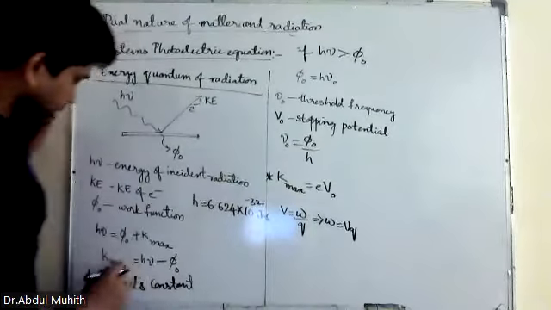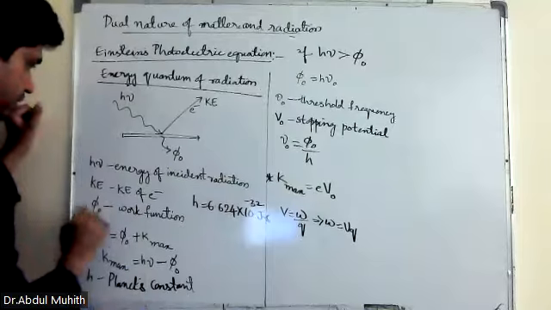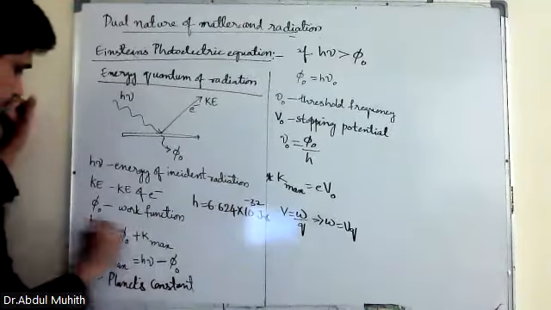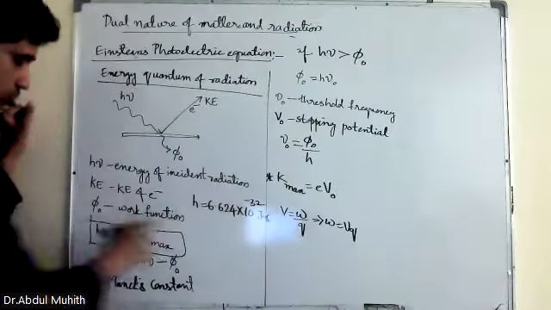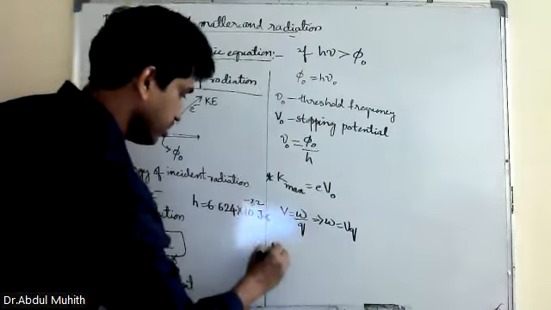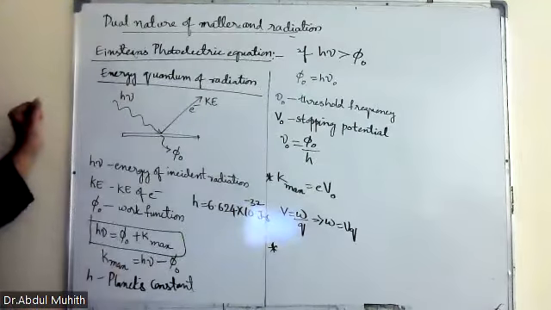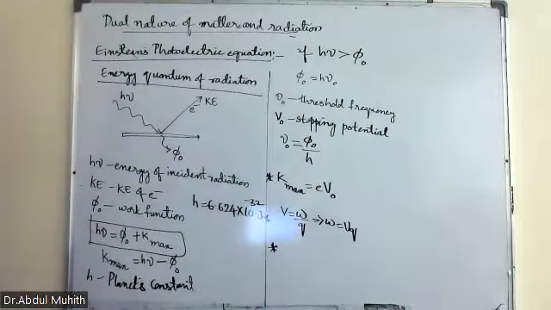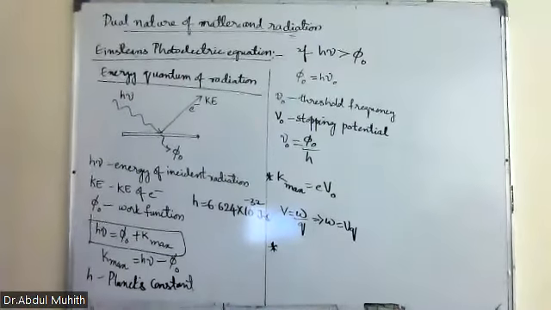Now we are going to substitute in this equation. This is our primary equation. We are going to substitute all these values here. You have to learn the value of h. You have to learn all the constants: permeability, permittivity.